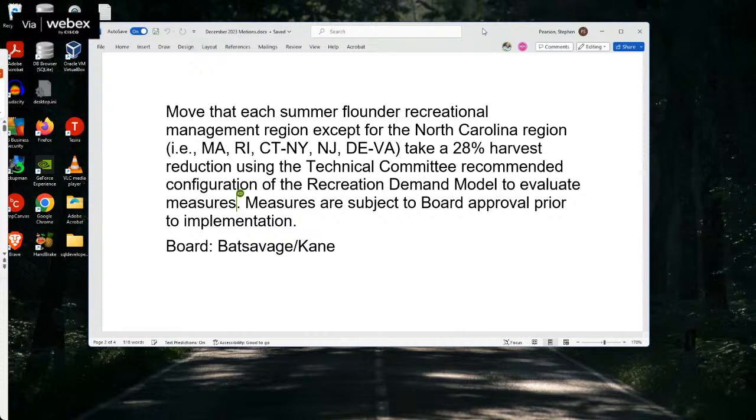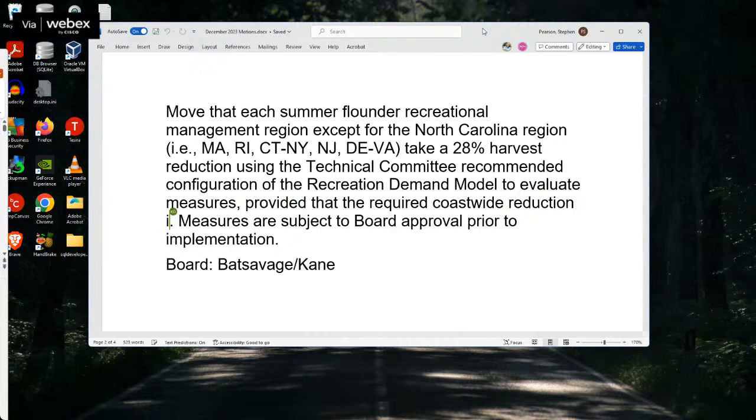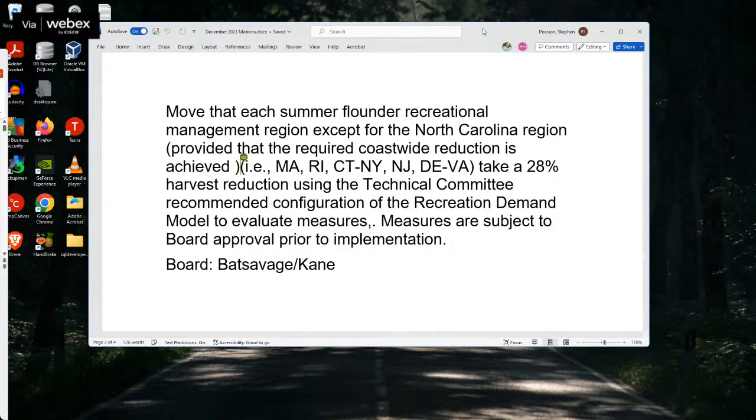Could you repeat what you had in mind again, Adam? It was provided. Yeah, I had the RHL. Now I'm just trying to find the best way to put it in here. I guess I'll just go back to what I put out there. Provided that the required coastwide reduction is achieved. And the maker, yeah, that provided part applies to the North Carolina exemption here. Okay, that's clear for the record. Thank you. The maker and seconder are okay. You said you were, Ray.